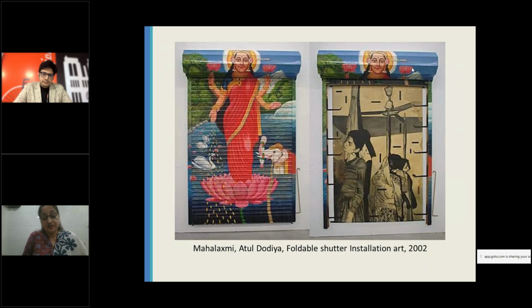Another installation by a contemporary artist called Atul Dodia, and this particular installation is titled Mahalakshmi. So he basically started by painting the shop shutters. And on this particular shutter, what we see is Mahalakshmi. Again, Lakshmi, we all know, is one of the most revered Hindu goddesses, related to prosperity. But when you unfold the shutter, what you see inside is women who are committing suicide.